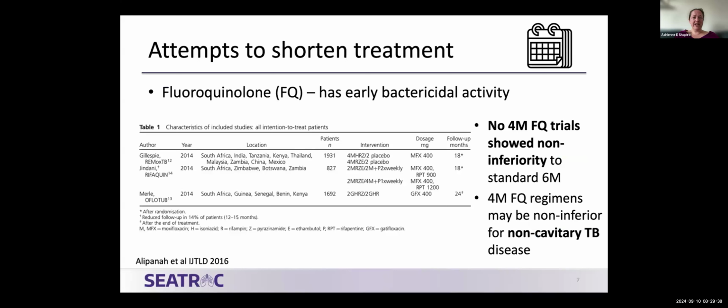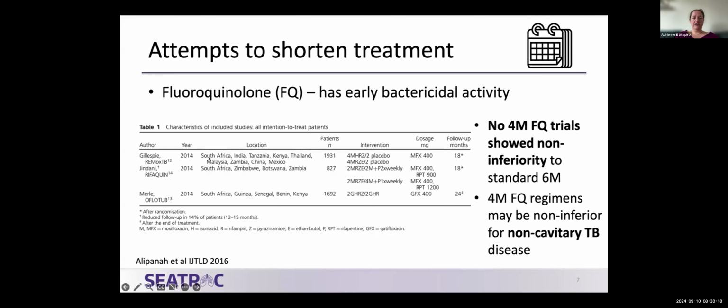The next simplification or shortening approach that we'll discuss is attempts to shorten treatment from that 6-month regimen down to shorter, 4 months, 2 months. And one approach was to explore the use of the class of drugs called fluoroquinolones. These were attractive because they have known early bactericidal activity, so they can kill a lot of bacteria early on and really knock down that bacterial load. And the hope was that by including a fluoroquinolone in the initial intensive regimen, the total length of treatment could be shortened since more TB drug killing would happen earlier.